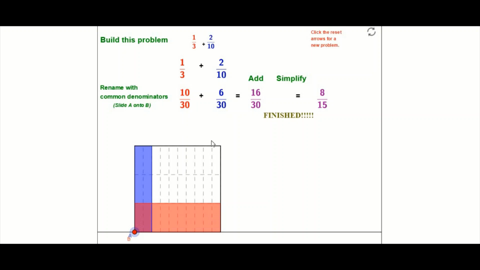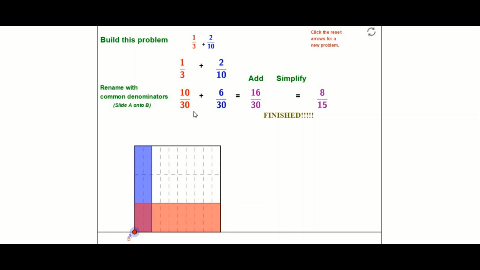So for the red fraction here, we have 10 parts being shaded. As you can see here, 1, 2, 3, 4, 5, 6, 7, 8, 9, 10. So that's just 10 out of 30. For the blue area, we have a total of 6 parts being shaded. This is 2, 4, 6. So that's 6 out of 30.